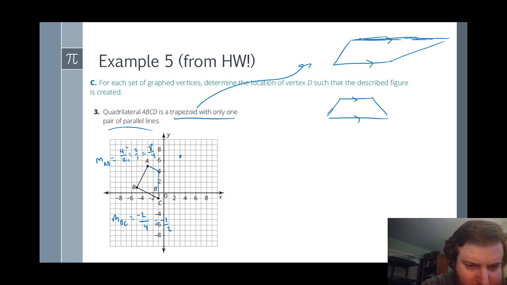I could have done it that way, right? And that also makes a trapezoid. So basically the key here is to find the slope, whatever your slope is. My A-B slope was 4 over 2. And then to do the sign opposite of A and B would be C and D.